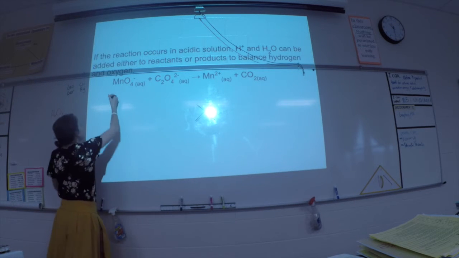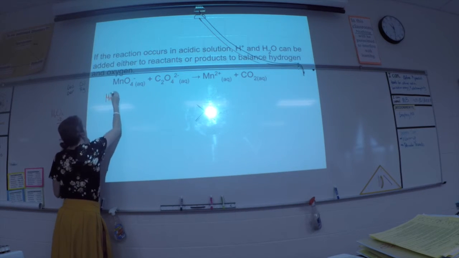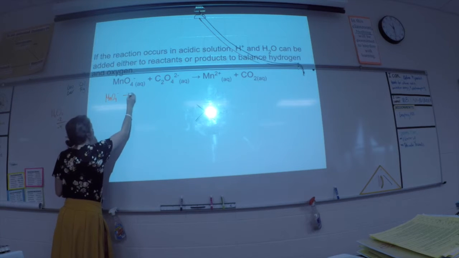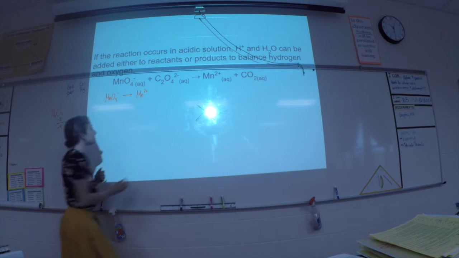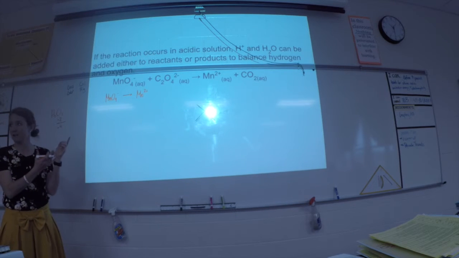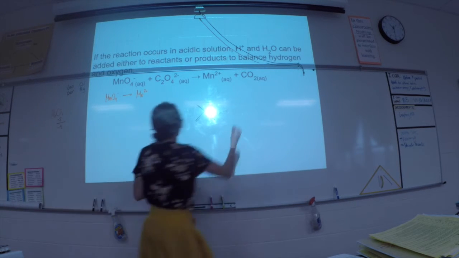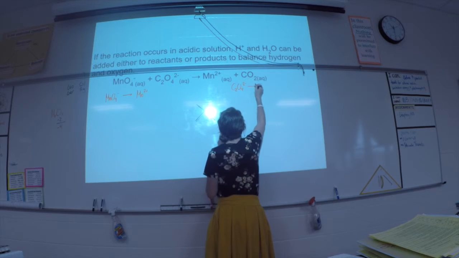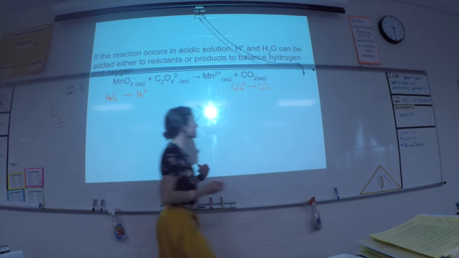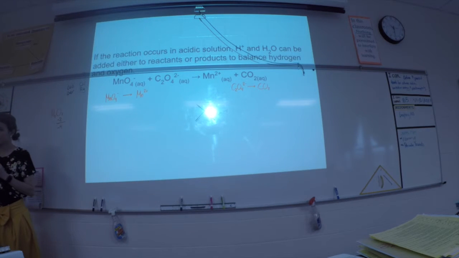So I'm going to take this. I'm going to have MnO4 minus changing into Mn2 plus. There's one half reaction. The second half reaction would be C2O4 2 minus changing into CO2. Okay, so just split the reaction up based on the common elements of those things.